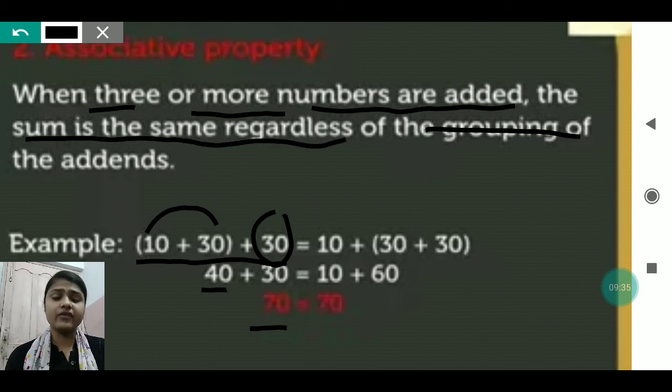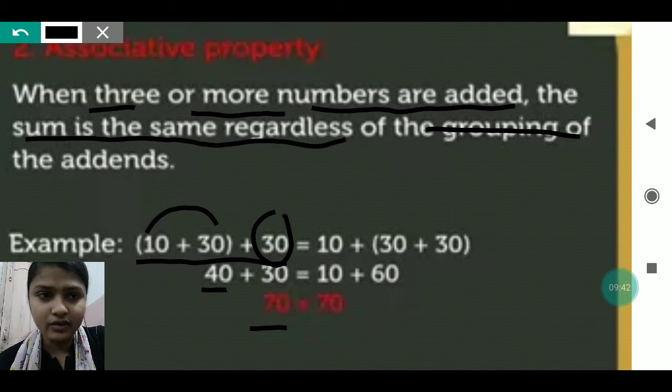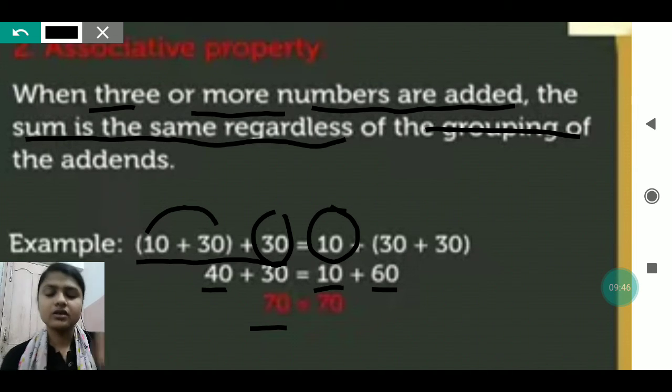In the same way you can do one more thing. You can add like this also. 30 plus 30 also you can add, you will get 60, and to that 60 you can add 10, you will get 70. Okay, this is what is regrouping of numbers. We used to do the grouping of the numbers.